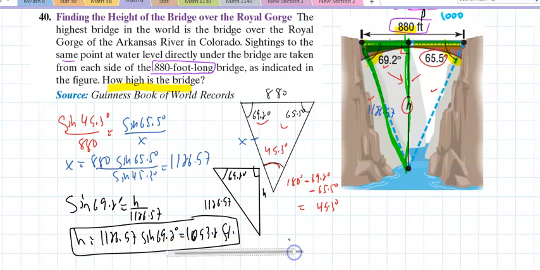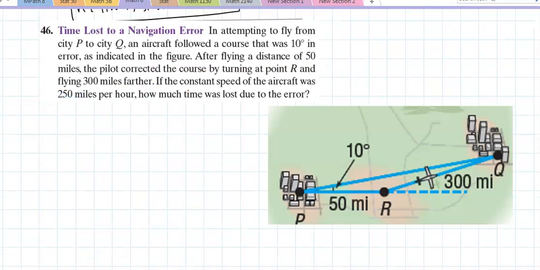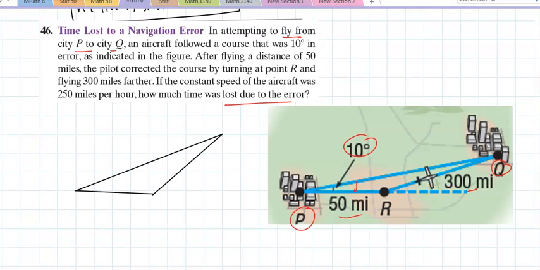I just want to set up one more problem in the time left. Number 46 talks about a flight attempting to fly from point P to Q, right? An error is made by 10 degrees. This is 10 degrees. And it's given in the figure. After flying 50 miles, the plane turns and flies 300 miles. At a constant speed of 250 miles per hour, how much time was lost due to the error? Okay, let me rewrite this just so I'm going to get you started on how to do this. This is 10 degrees. This is 50. This is 300.